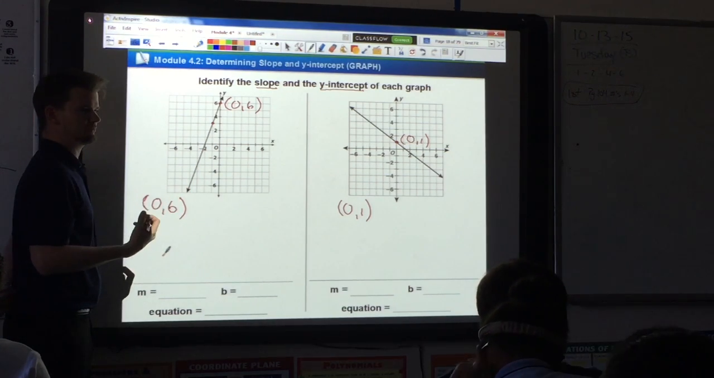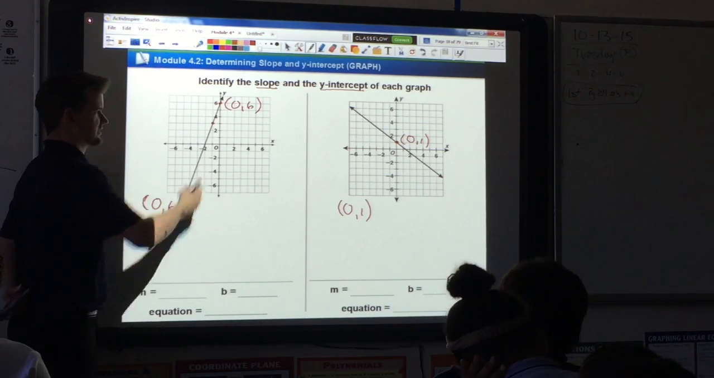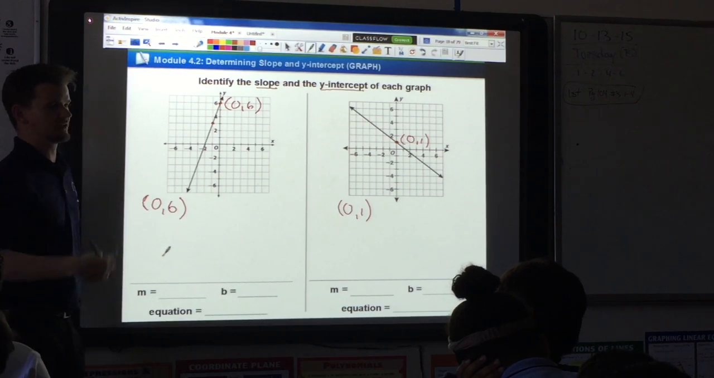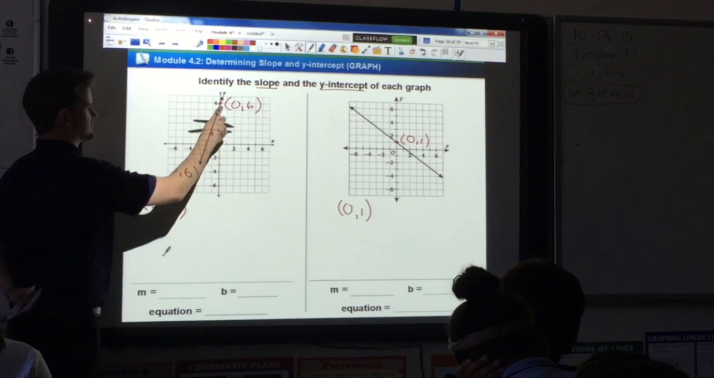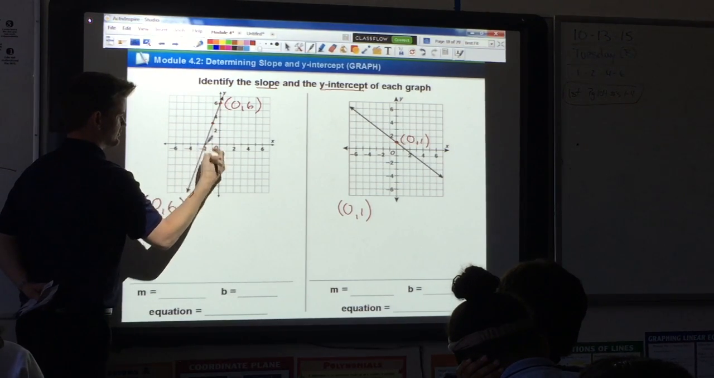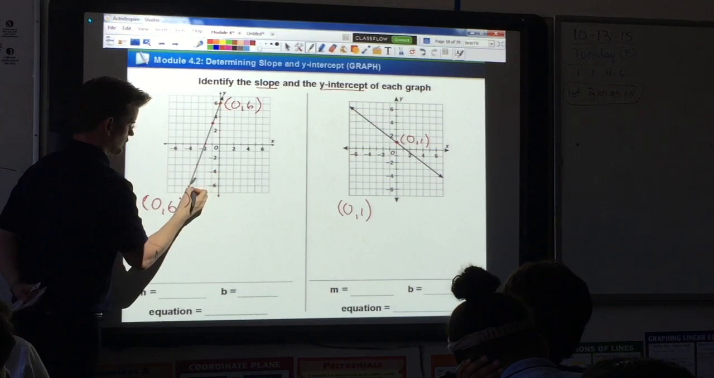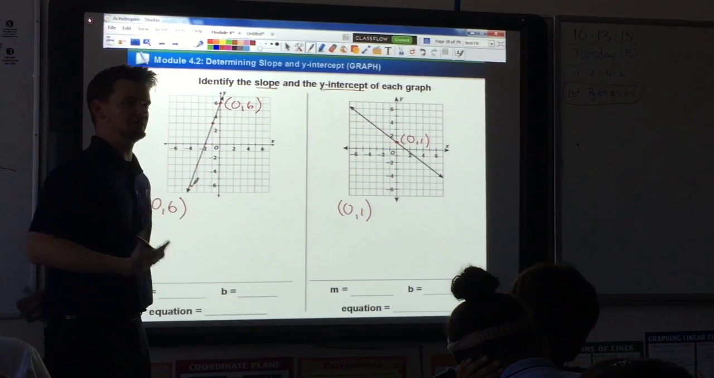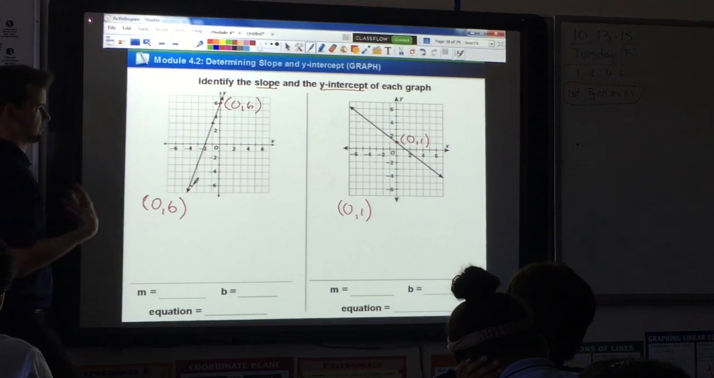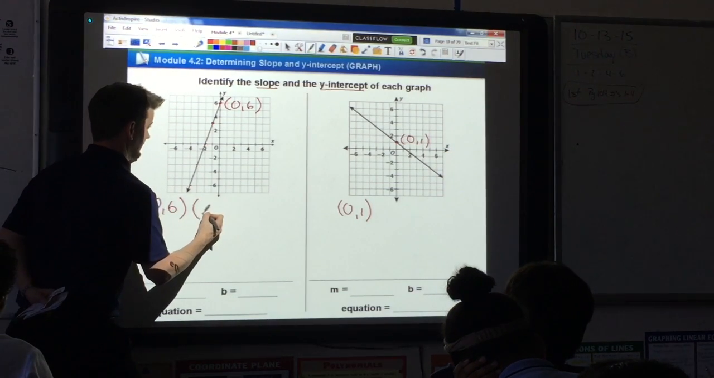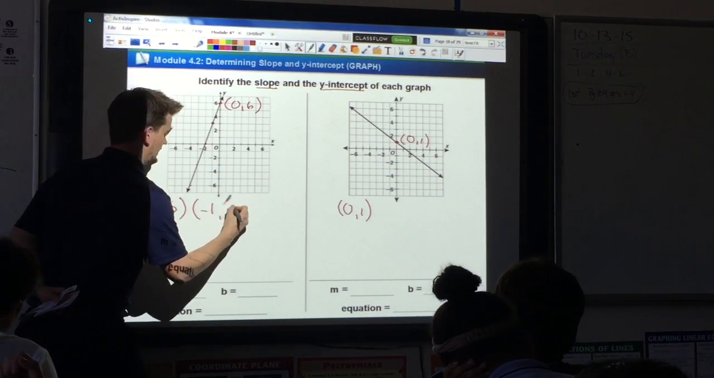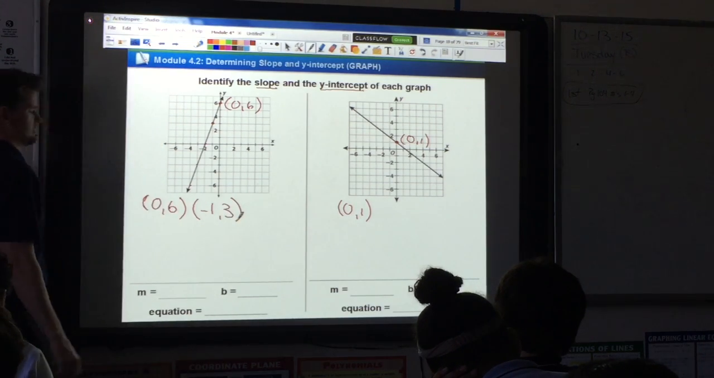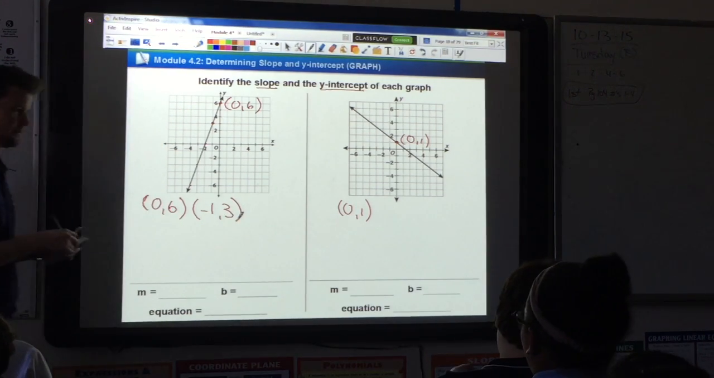Will we always get the same slope? Yes, we will, because this is a linear relationship. It's a constant rate of change. We will get the same slope. Doesn't matter if I use these 2 points, or this one, or this one. No matter which 2 coordinate pairs I use, as long as I do my math correctly, I will get the exact same slope. So we're going to write, and this is -1, 3. So I have 2 sets of coordinate pairs.